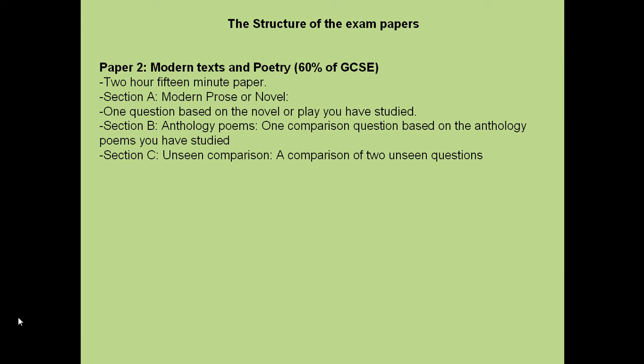Section A we've already explored, is the modern novel or play that you may have already focused on. Section B is what we're going to focus on today, which is our anthology poems, and then Section C is a comparison of 2 unseen poems.